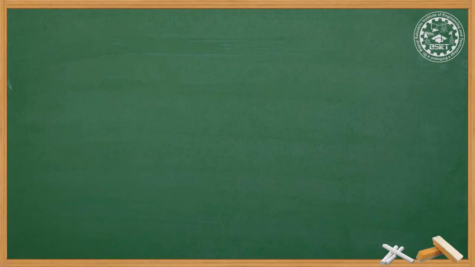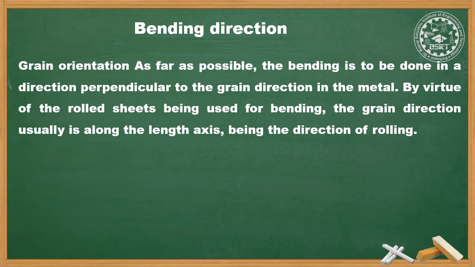Next point is bending direction. Grain orientation: as far as possible, the bending is to be done in a direction perpendicular to the grain direction in the metal. By virtue of rolled sheets being used for bending, the grain direction usually is along the length axis, being in the direction of the rolling. That is, the sheet should be rolled as per the direction of the grains.